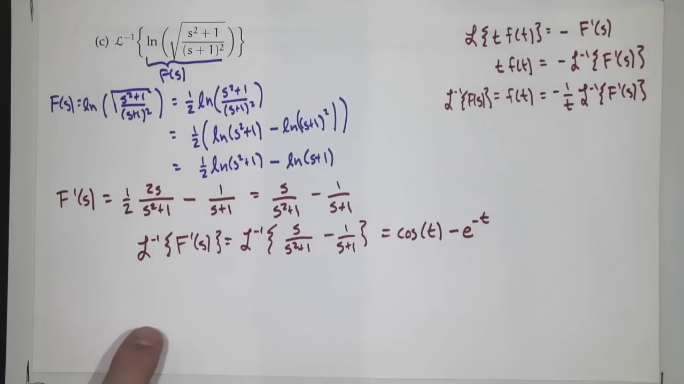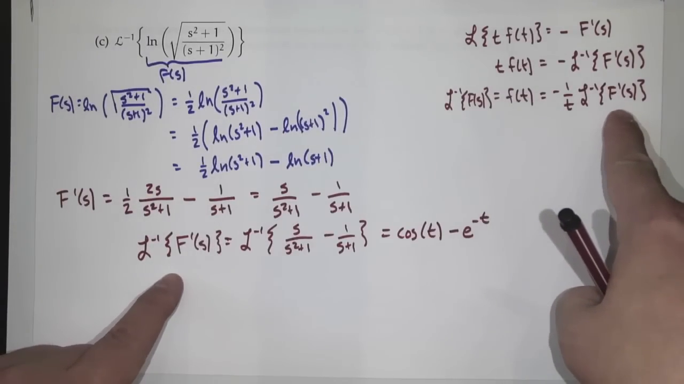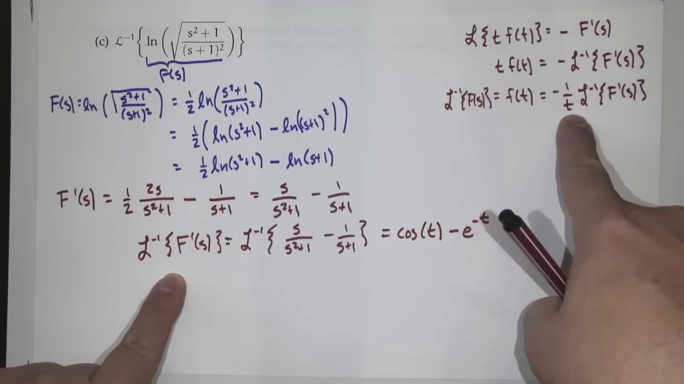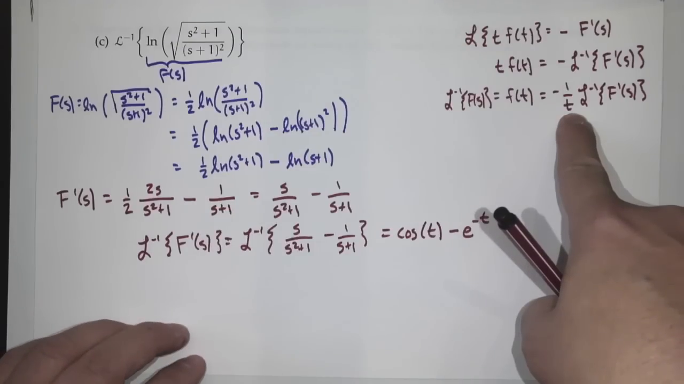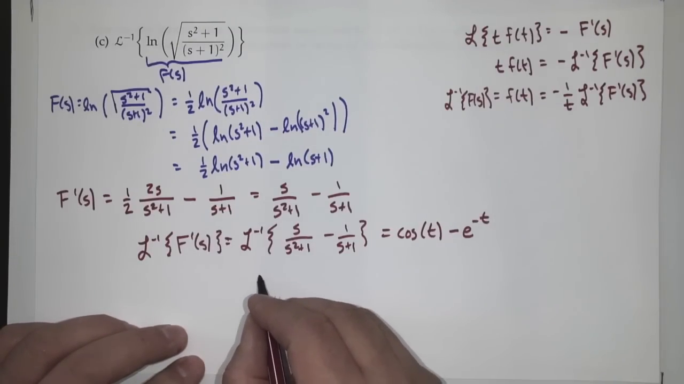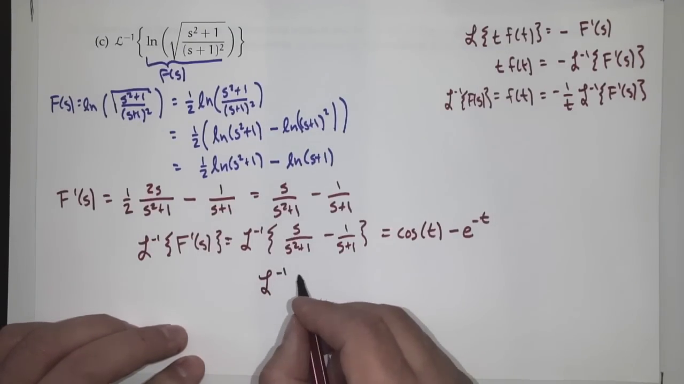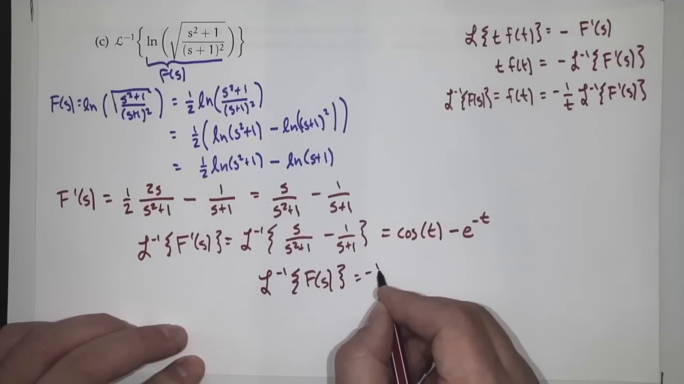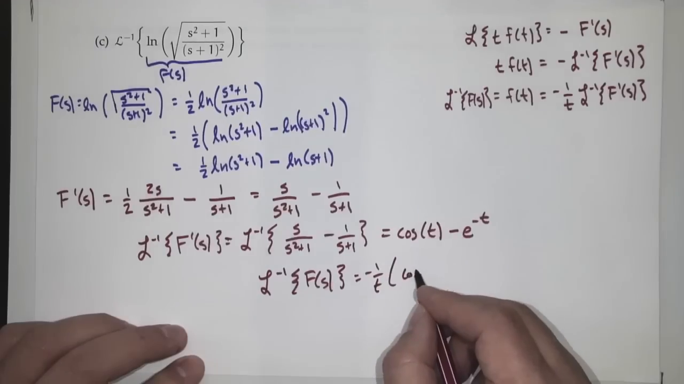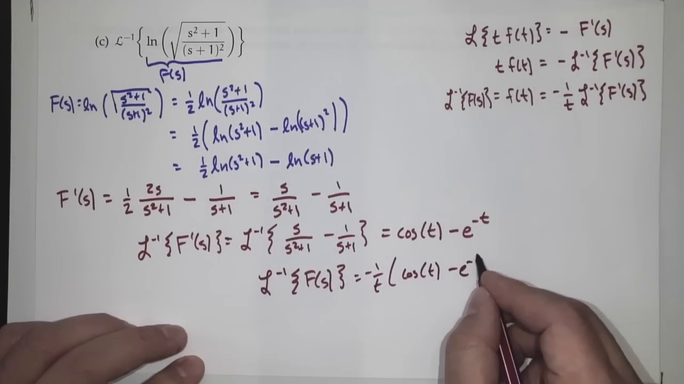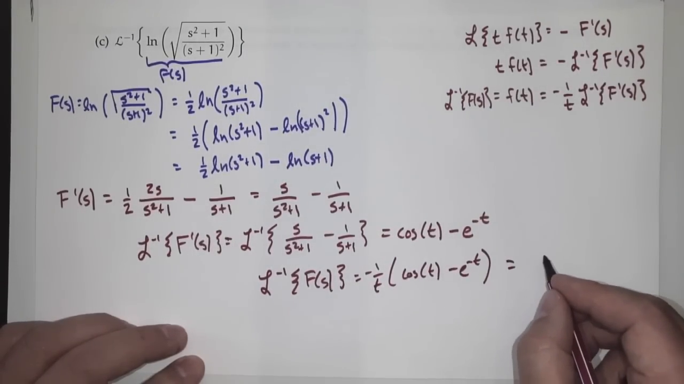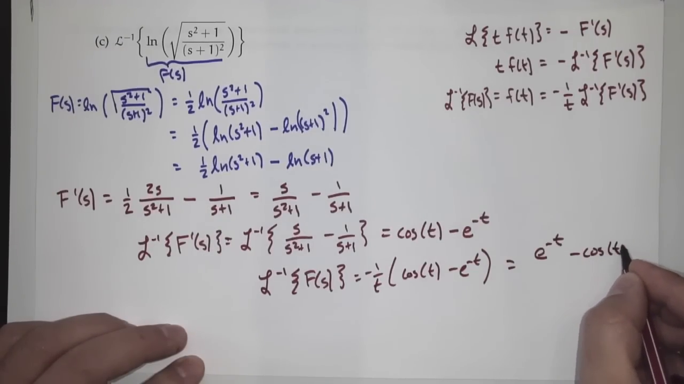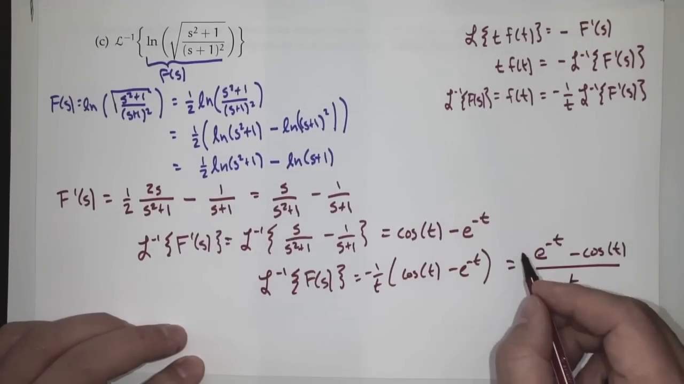Now, is this our answer? Well, almost. We just need to add one more piece. Multiply by a minus and divide by a t. So we get that our Laplace inverse of f of s is minus 1 over t, what we just found. And multiplying the minus through, we just flip the order. e to the minus t, subtract cosine t, over t.